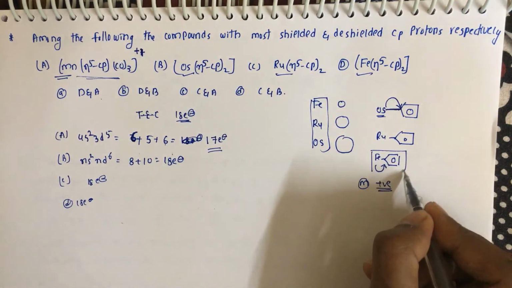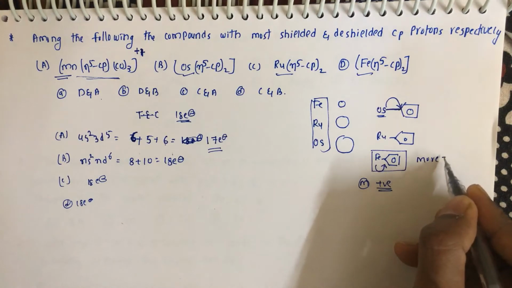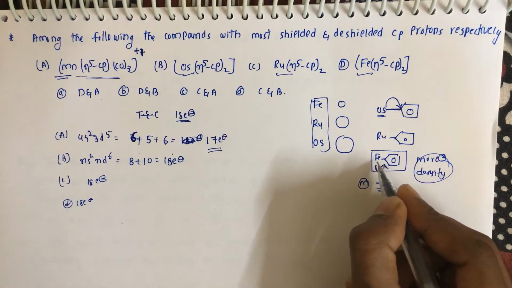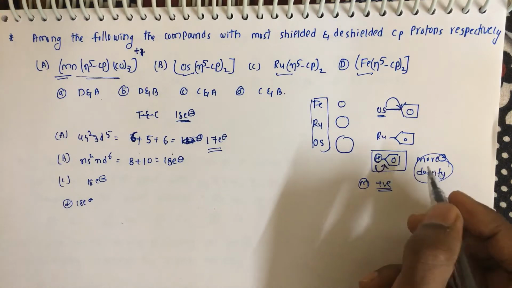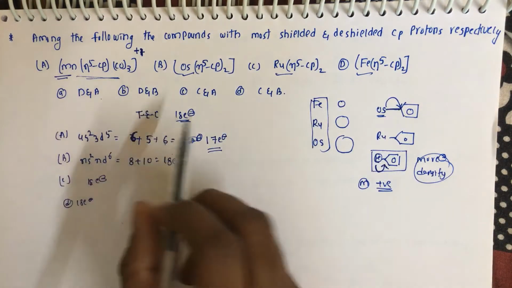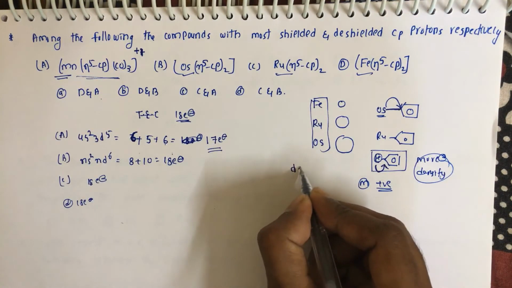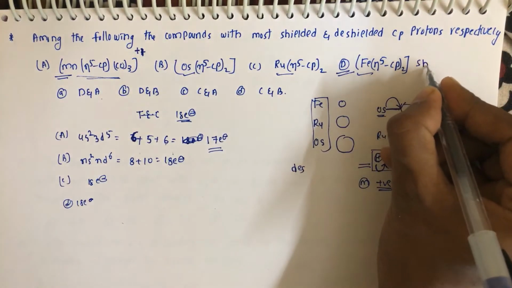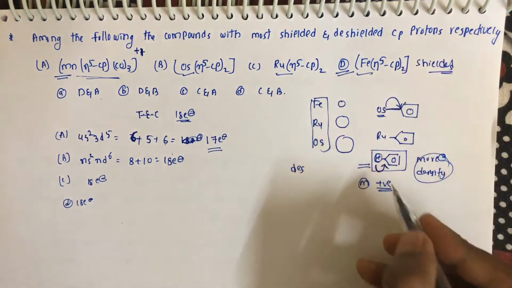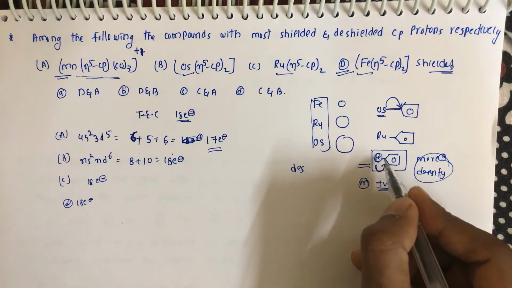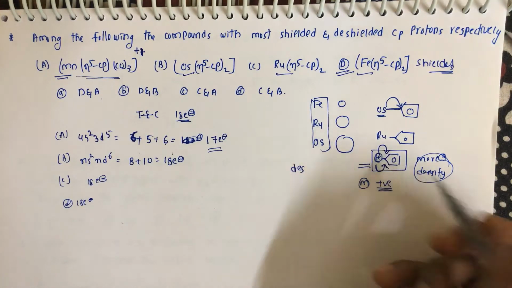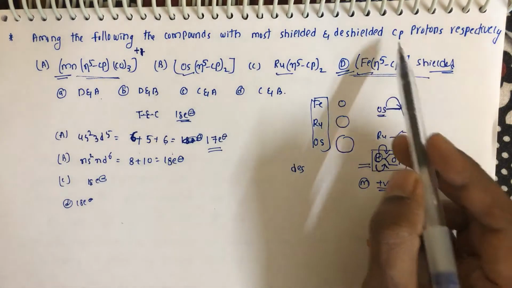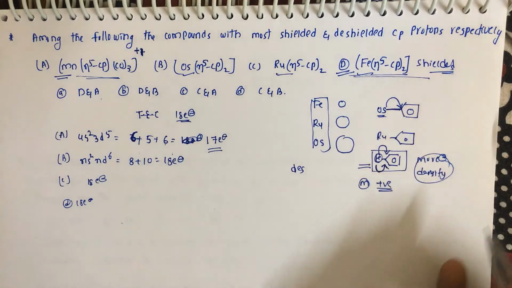But in the case of iron, it gives more electron density, because the bond length is very small. Because of that, more electron density will be given by the iron to the cyclopentadienyl ring. Among all the complexes, the one having the most shielding is this one. So D is the most shielded, because the bond length is very small between iron and the cyclopentadienyl ring. Because of that, the electron density will transfer from the iron to the cyclopentadienyl ring. So option D has the most shielded cyclopentadienyl protons.